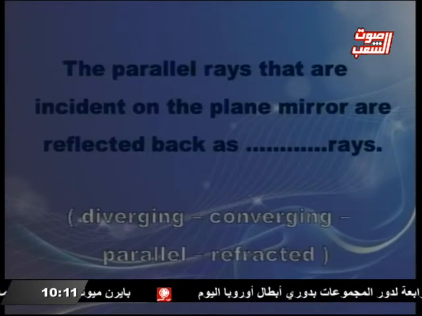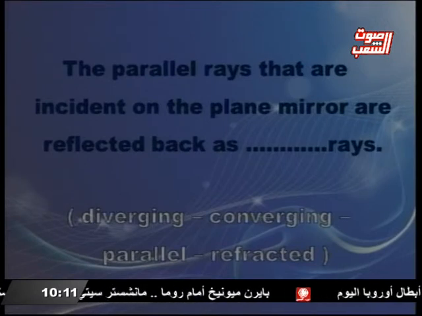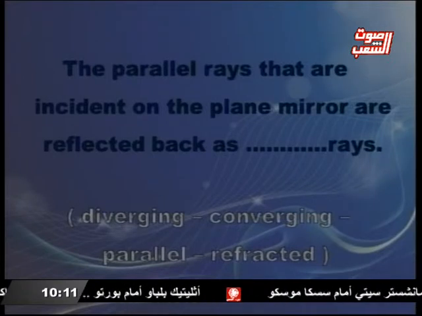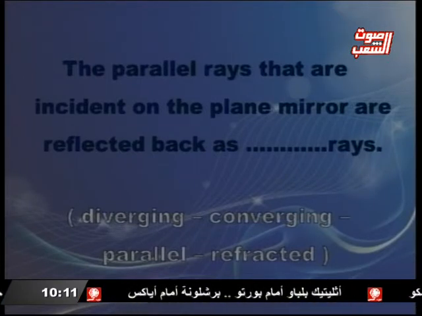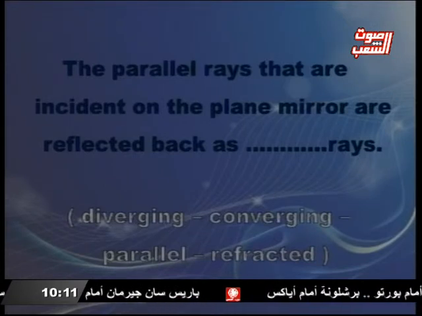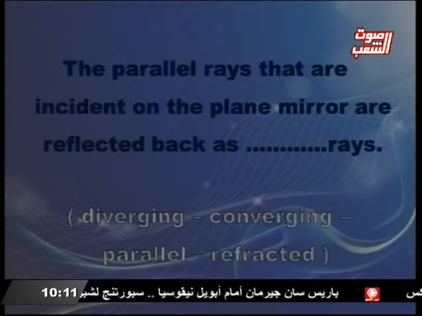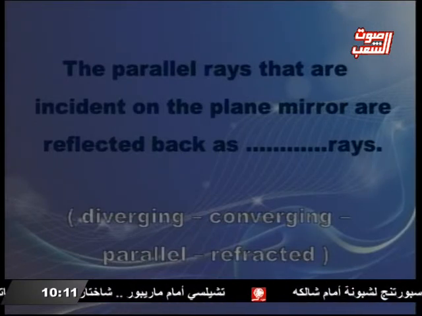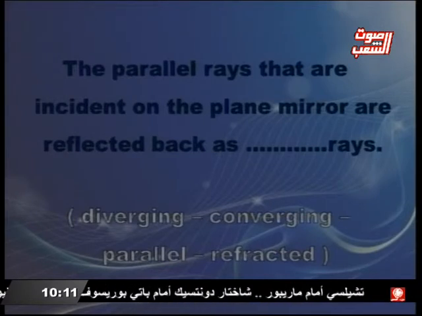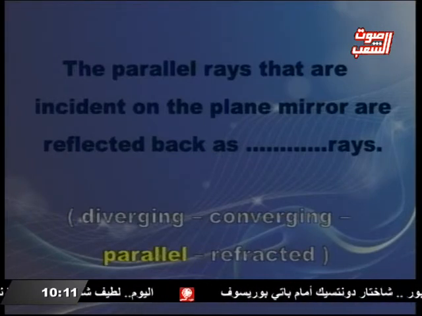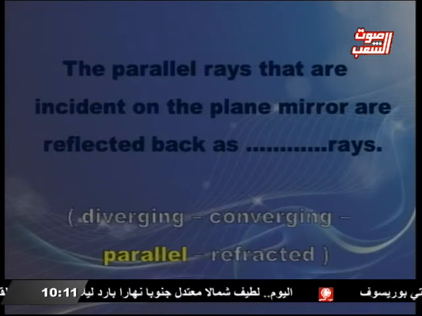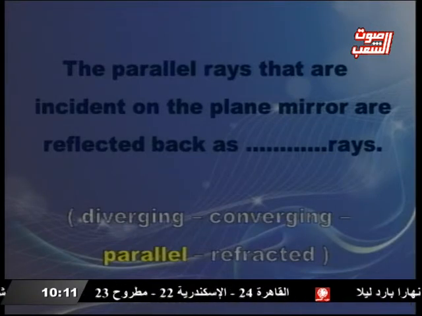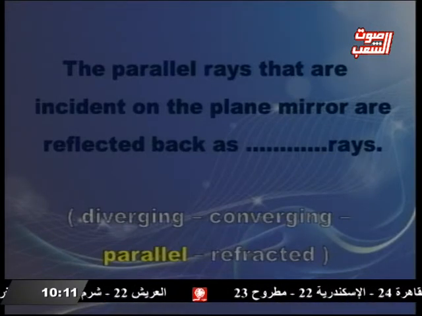After that, the parallel rays that are incident on the plane mirror are reflected back as what? Diverging light rays, converging light rays, parallel light rays, or refracted light rays? The answer is parallel light rays. Excellent. Why? Because the plane mirror is a plane surface, so any parallel light rays that reflect are parallel again.